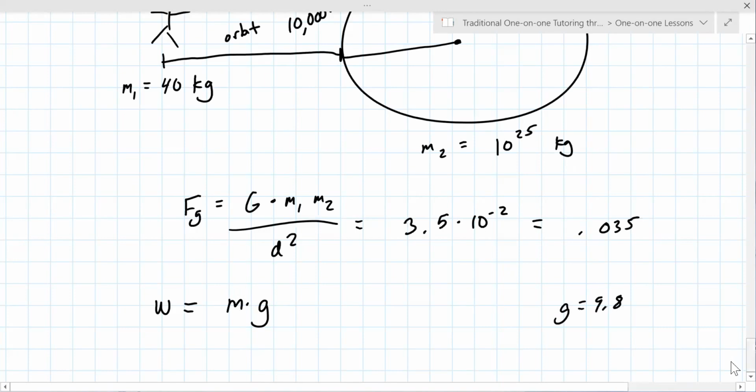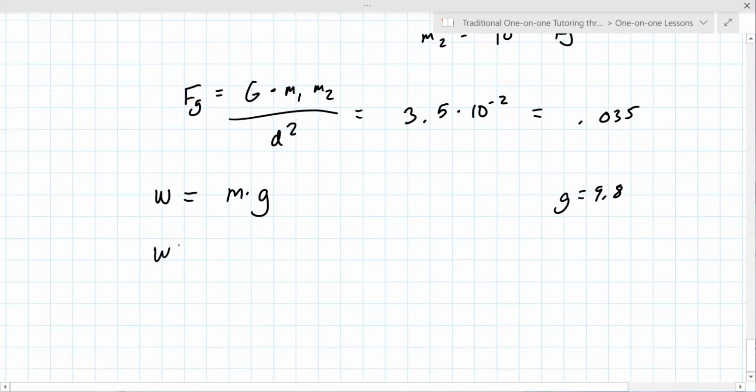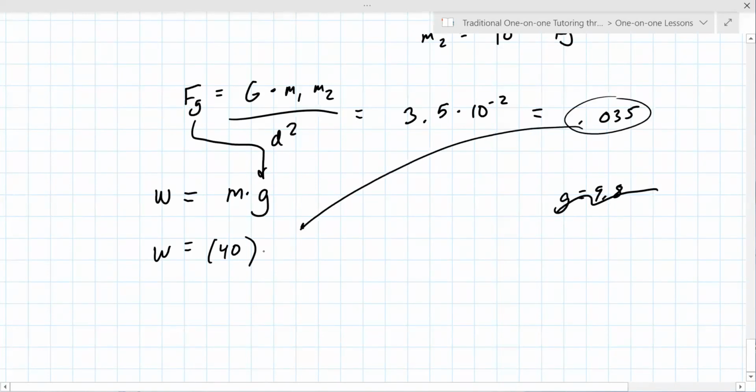Yeah. We talked at length at one point about how your mass does not change. What is your mass in this problem? It's 40. Your FG, though, is this value that you just calculated. So you have to find the force of gravity between the two objects.